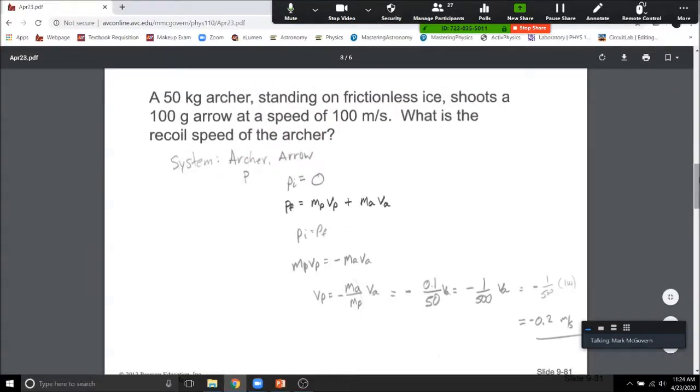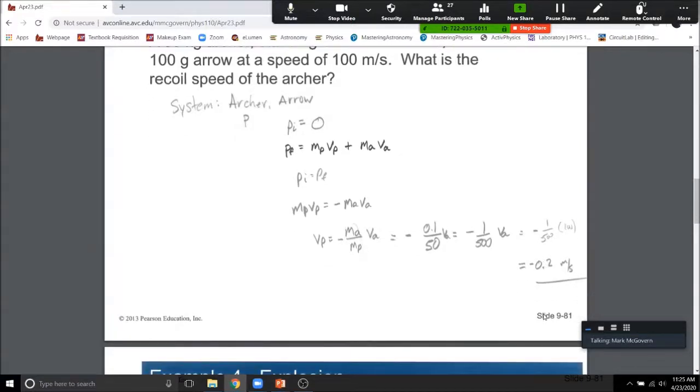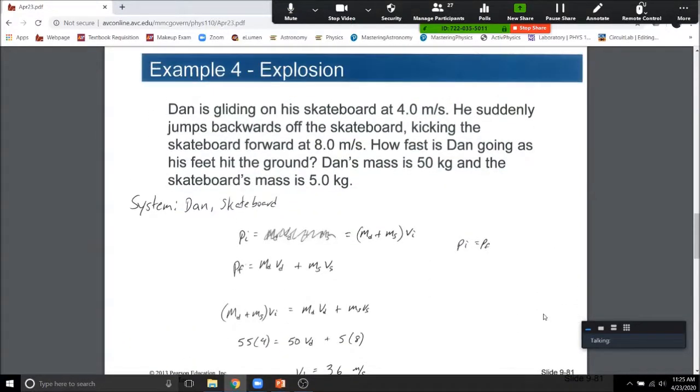Okay, archer, arrow. It's an explosion problem, and nothing was moving to begin with. So initial momentum 0. Final momentum is going to be the momentum of the arrow and the momentum of the person. I'm using P for the archer. And again, it's just proportionality. So you solve for VP, and it's negative because you're indicating that you're going to move opposite the direction the arrow is going. And we do end up with 0.2 meters per second. So that's a straightforward explosion problem. So this is a little more complicated explosion problem. Actually, not really. It looks pretty easy, honestly.